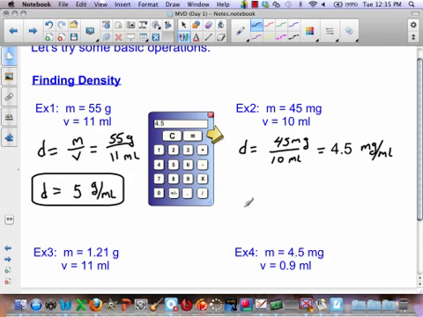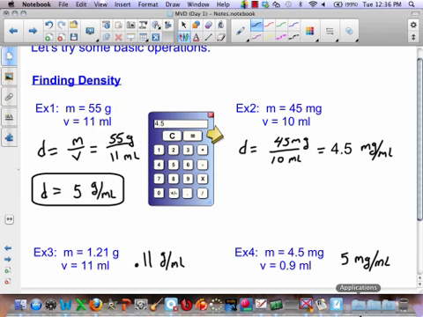Tanner, what'd you get for example 3? I got 0.11 grams per milliliter. All right. Corey, what'd you get for number 4? 5 milligrams per milliliter.